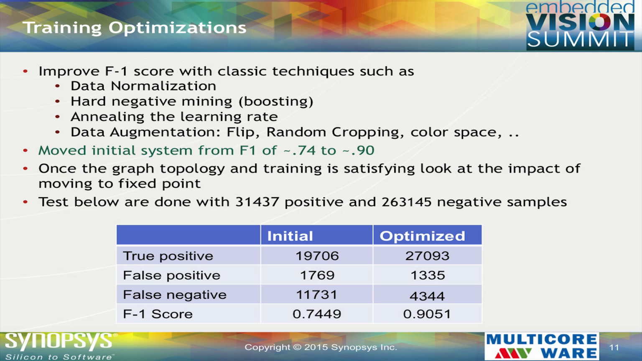And with this small graph that I've shown 2 slides ago, the initial simple training had a so-so detection rate, but by applying those techniques, it was brought to much more satisfying results with an F1 score of about 90%. So at that stage, we had a graph that was still using floating point, but was a good size to target a low power embedded device, and was still having detection rates that were good enough to have interesting applications based on that.